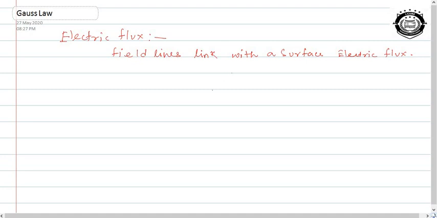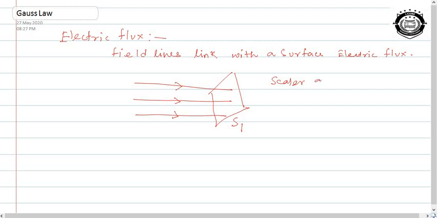So that means if this one is your surface, and these are the electric field lines, then the amount of field lines linked with this surface, let us say this is surface S1, is known as electric flux. And you know that electric flux is a which quantity? It is a scalar quantity.